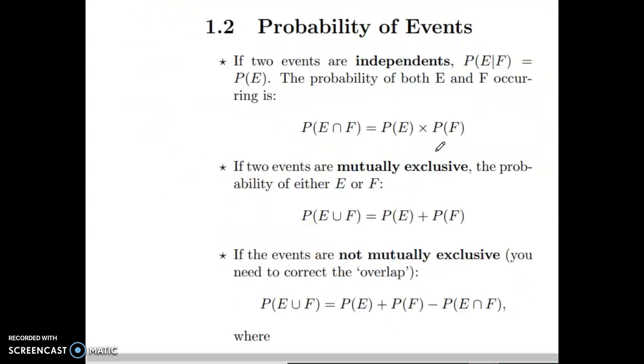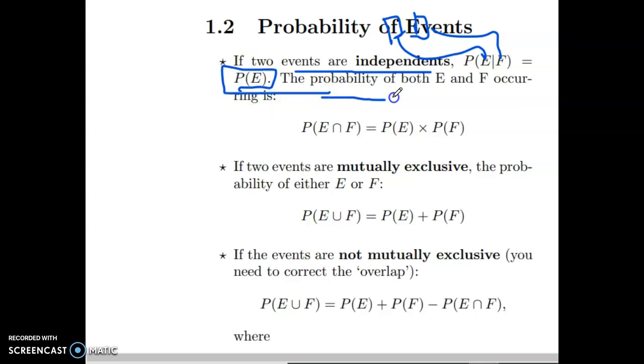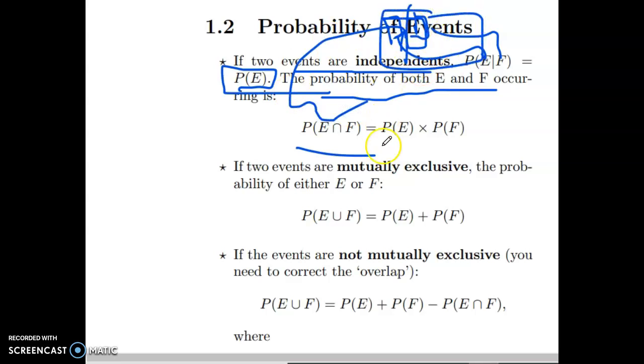Probability of events. If two events E and F are independent, then the probability of both E and F occurring, the intersection, is equal to P of E times P of F.